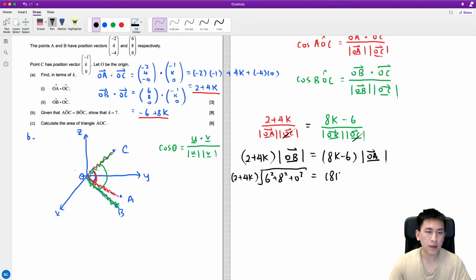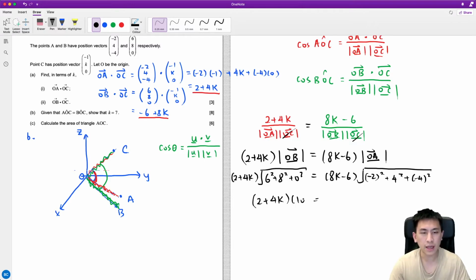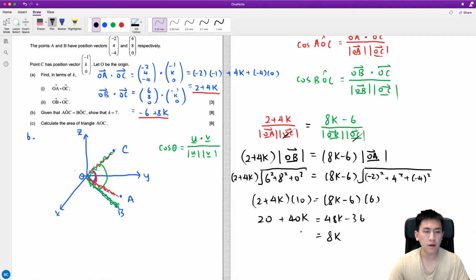Would equal to 8k minus 6, and the length of OA is going to be again square root of minus 2 squared plus 4 squared plus minus 4 squared, right? And therefore you will get 2 plus 4k multiplied by 10 equals 8k minus 6 times 6, because that actually adds up to 36. Then of course you do it 20 plus 40k equals 48k minus 36. A bit of rearrangement. 8k here will be 56, so k is going to be 7. Which is indeed what they want us to show right here.